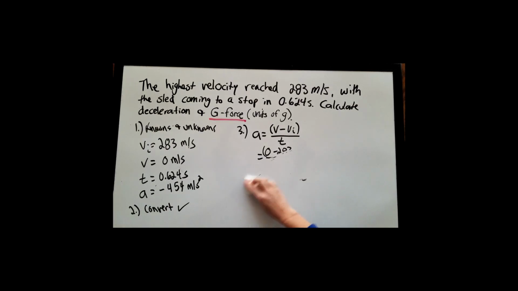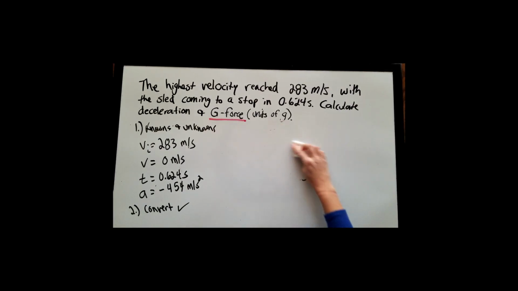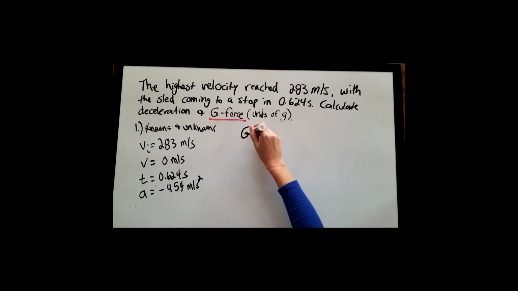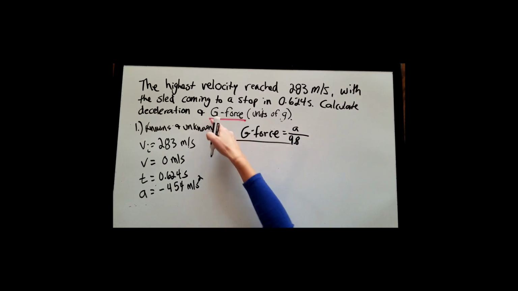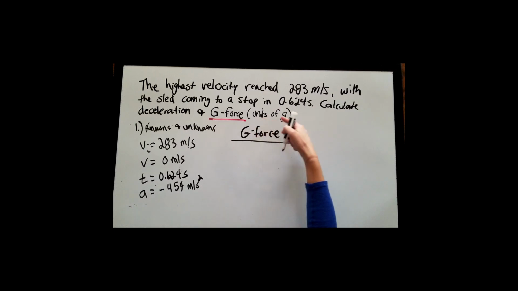So I'm going to erase this section here so we can use it to calculate the G-force. For the G-force, or units of G, the equation that we're using is we're going to take the acceleration and divide it by 9.8. G-force, G standing for gravity, units of gravity or gravitational force.